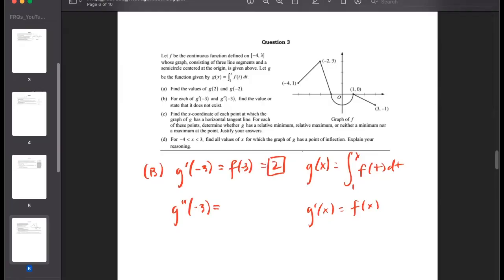And so for g double prime, since g prime is f, g double prime will be f prime of negative 3. So on the graph, that means that we're looking for the slope at negative 3. Now the slope at negative 3 is just the slope of that line, which is a linear equation. So they give you easy functions. All you have to do is look at the slope, and you're going to find that you go up 2 units over 2 units, so the slope is going to be 1. So g double prime of negative 3 is going to be 1.